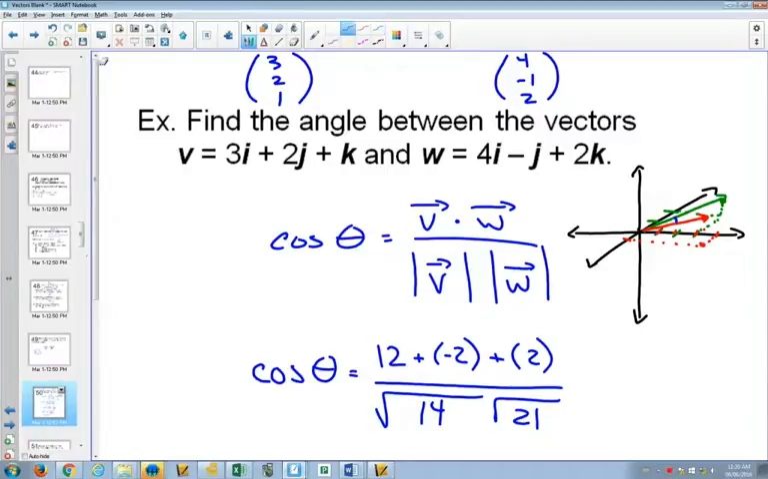Now, if someone had just drawn that picture and asked you to find that angle, that would be quite complicated. But using this formula and this concept actually makes it quite easy.